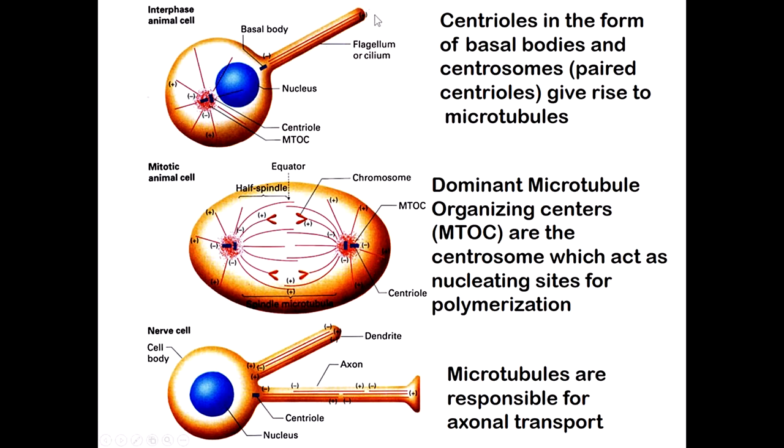shown here. Okay, so that's one example, microtubule organizing center. Here's a dividing cell, a pair of centrioles, which we call a microtubule organizing center. But basically, that is the same as a centrosome, a pair of centrioles. And then we can have a single centriole shown here, which can give rise to microtubules, for instance, in a nerve cell.